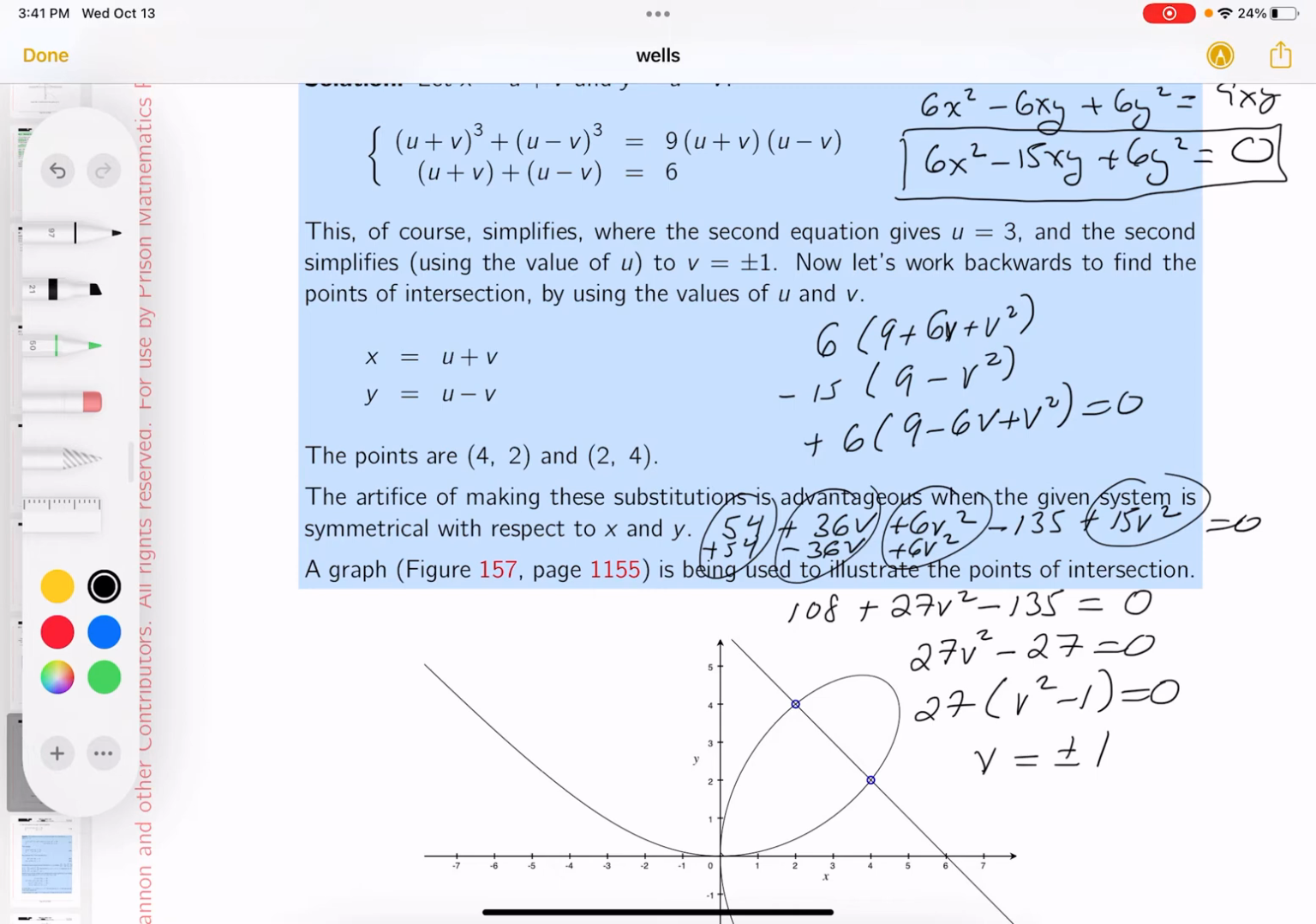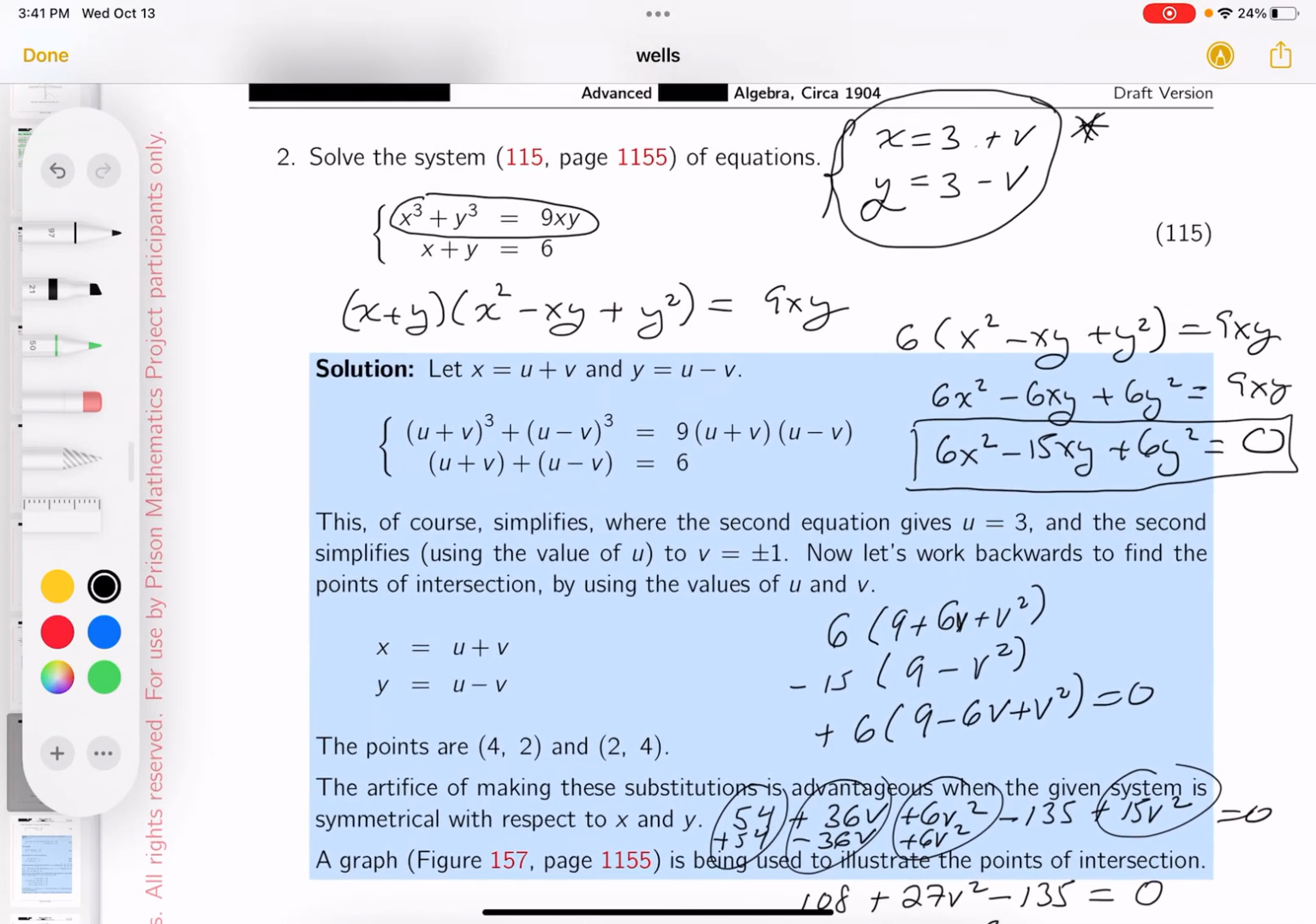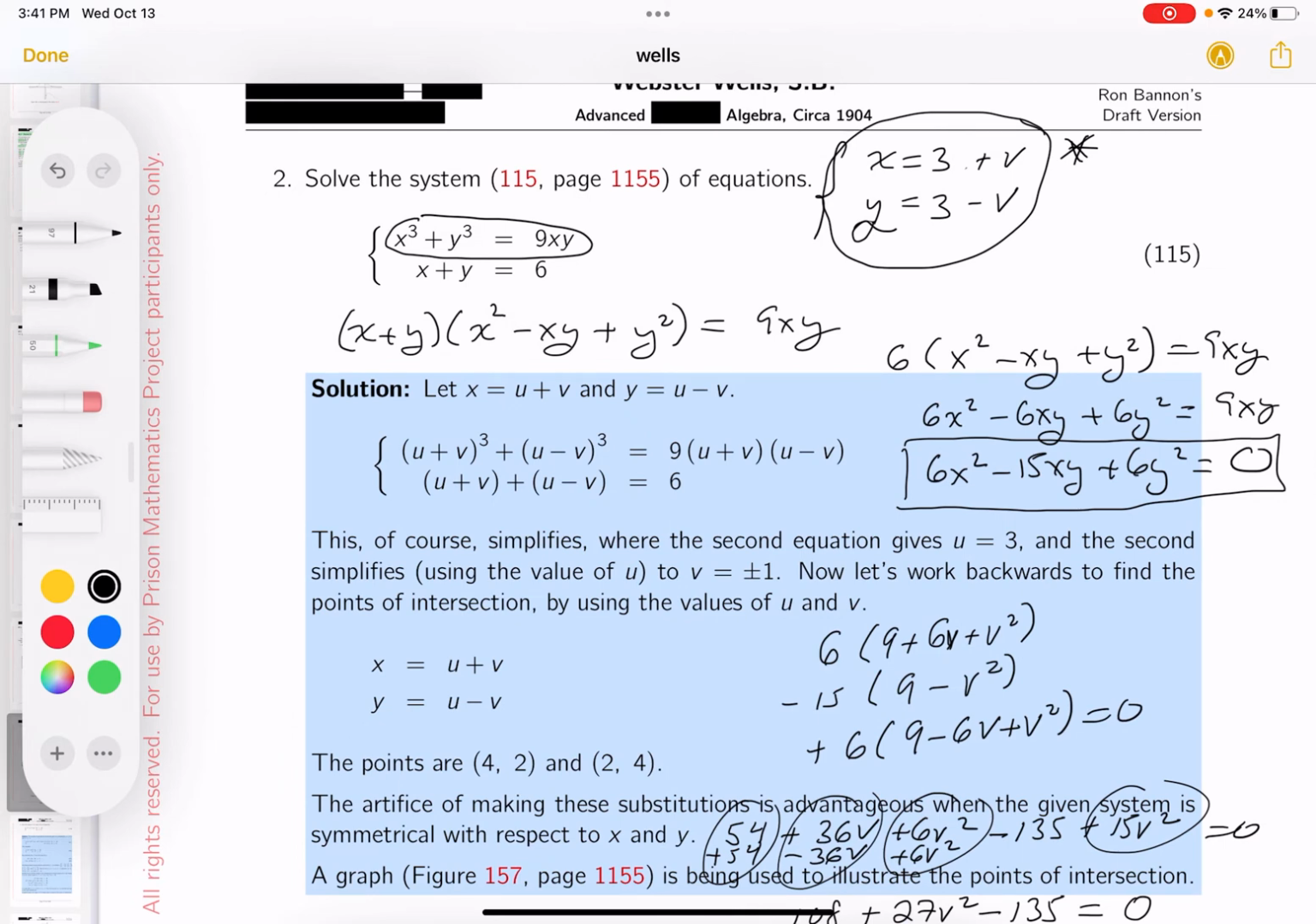I didn't want v, though, did I? Let's go back over here. And let's see if we can do it. So let's say v is equal to 1. x would be 4. y would be 2. Let's say v is minus 1. What would you get? Well, let's write this down. x would be 2, and y would be 4. So I'm going to say that these are my answers.